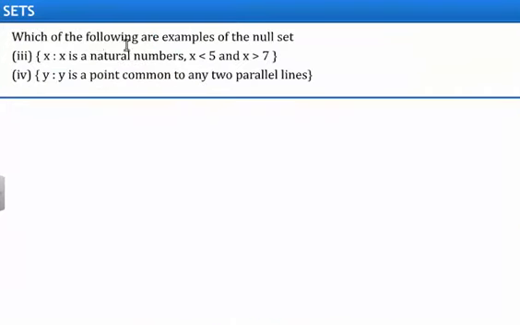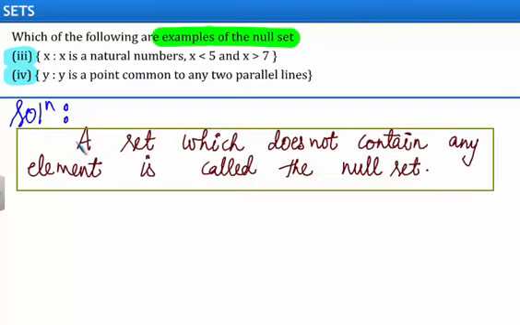In this question, we need to identify the examples of the null set in the following sets. Let us see the solution. Before identifying whether the given sets are null sets or not, let us recall the definition of a null set. A set which does not contain any element is called the null set.